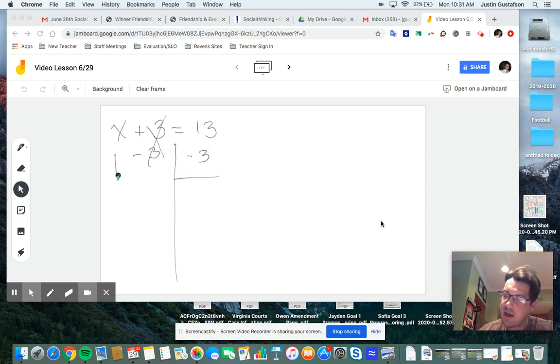I have to drop my x. 13 minus 3 is 10. Can we check it? Yeah, let's check it. The 10 is replacing the x in this problem. 10 plus 3 equals 13.